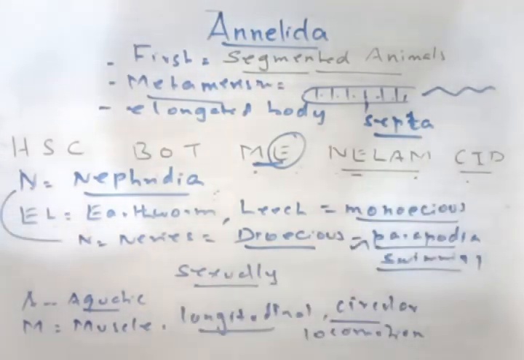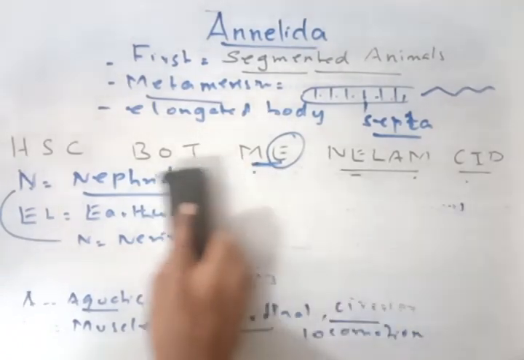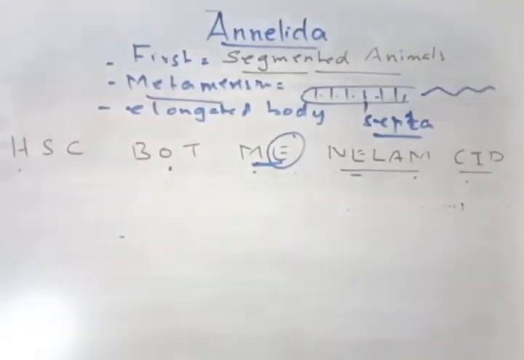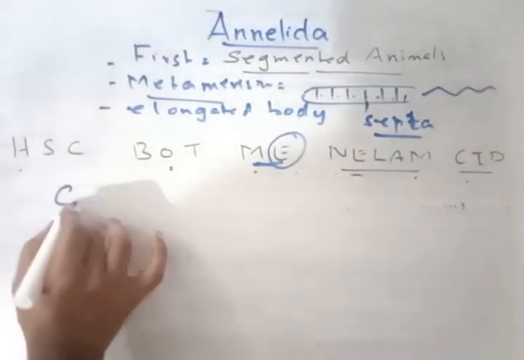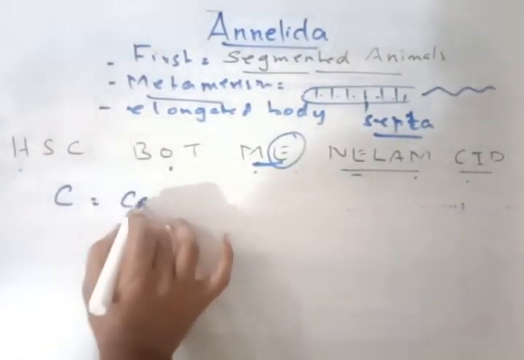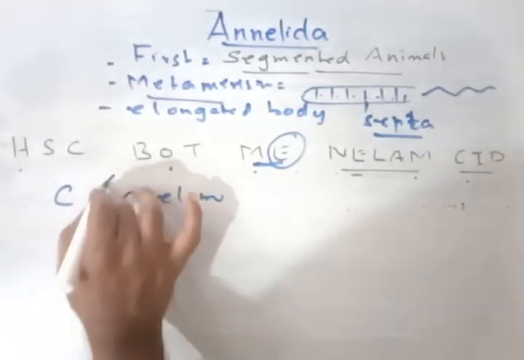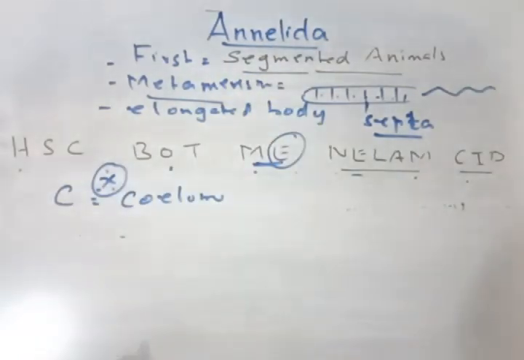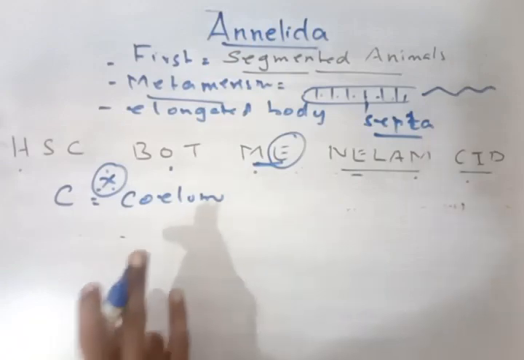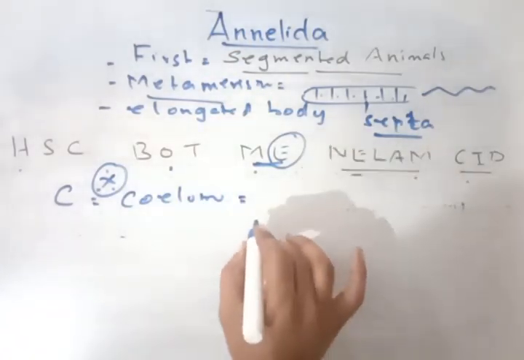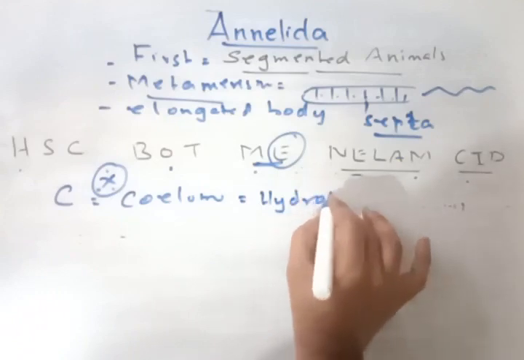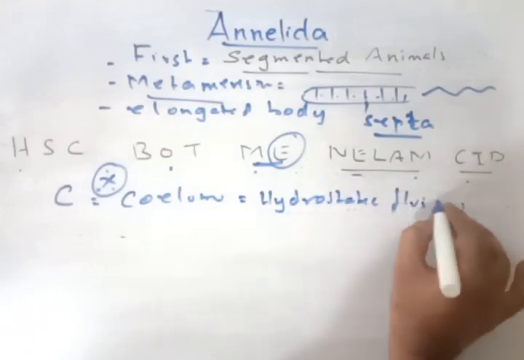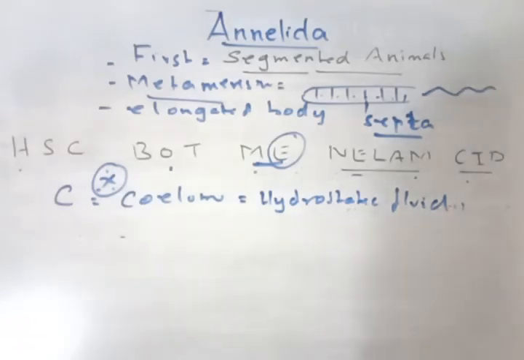And then we'll go for the C alone. I'll erase and go for the C. The C is for the coelom. This animal has a body cavity, very important. From annelids onwards it is coelomic. Don't forget it. Before that, we have only pseudocoelomates. Coelom means it is filled with a fluid inside. That fluid is called hydrostatic fluid, giving a skeletal system for locomotion and everything. This hydrostatic skeleton helps in locomotion.